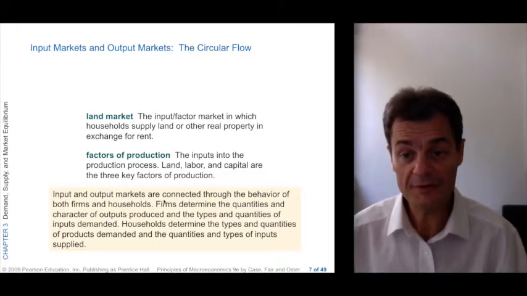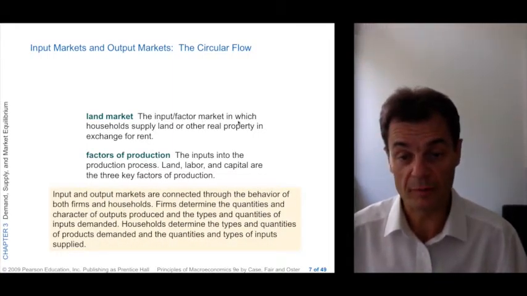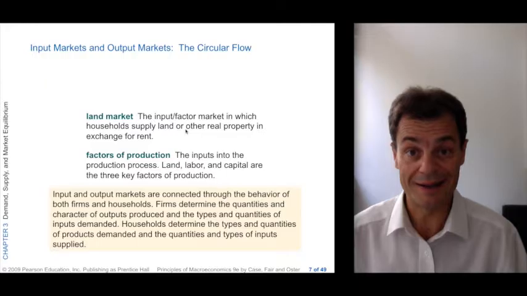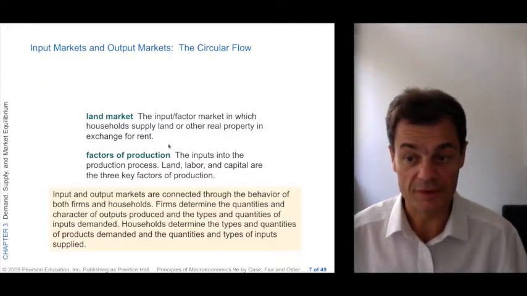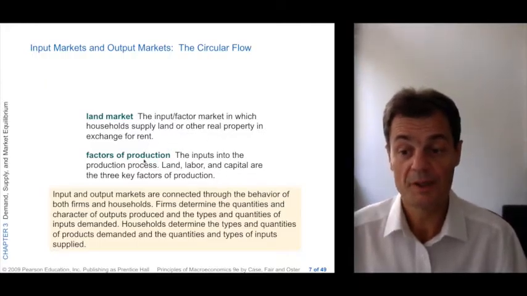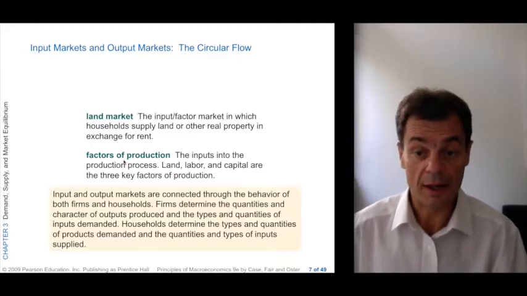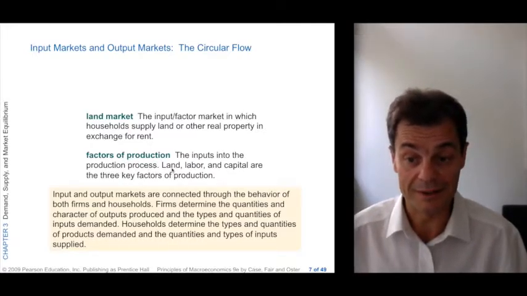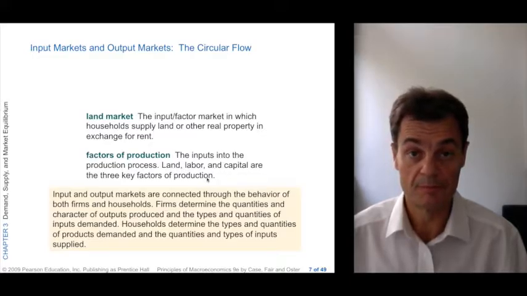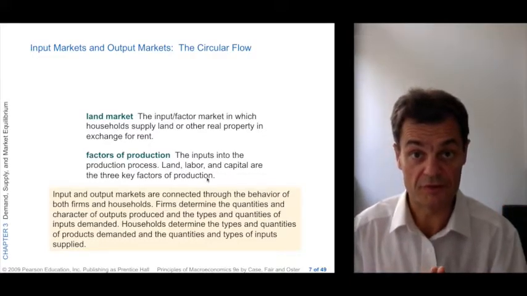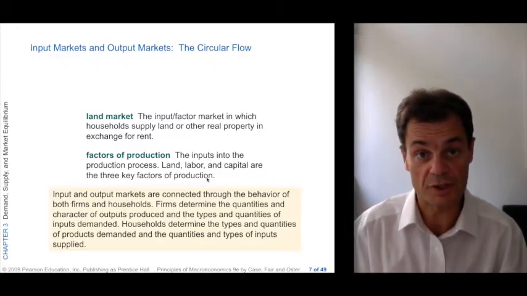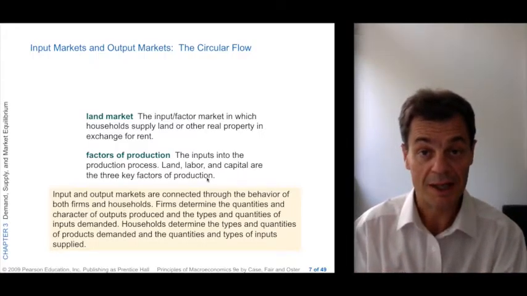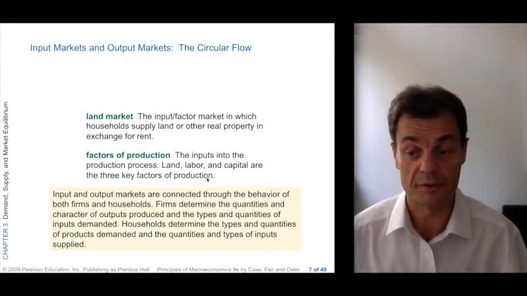The land market is the input or factor market in which households supply land and other real property in exchange for rent. And the factors of production are the inputs into the production process, combining land, labor and capital. These are the three factors that go into production, which are input in the companies and out of which companies make products.